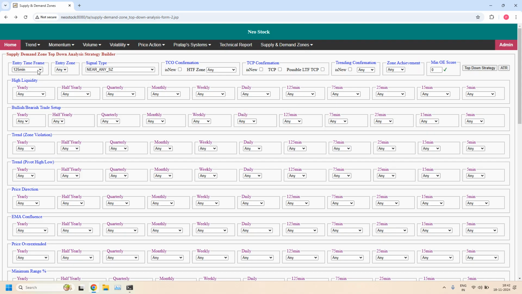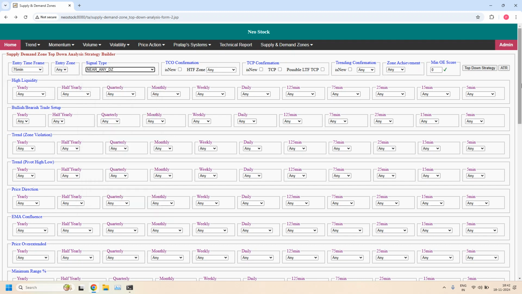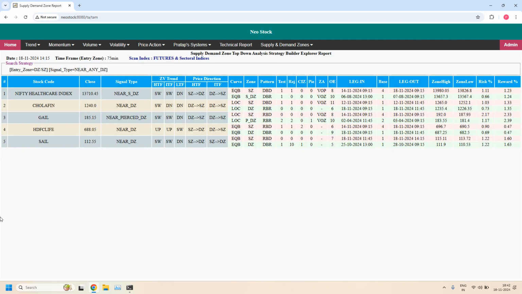Next time frame is 75 minutes. Entry time frame 75 minutes. Let us find the stocks near 75 minutes demand zone. We got 5 stocks. Let's verify high liquidity zones from this list. This is NIFTY healthcare, an index not listed in F&O. That means we don't have any valid zones for 75 minutes F&O related trade plans.